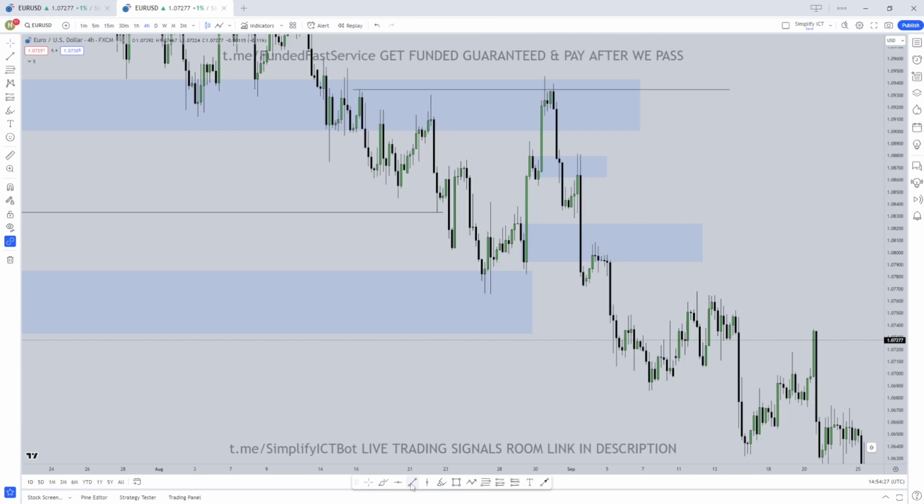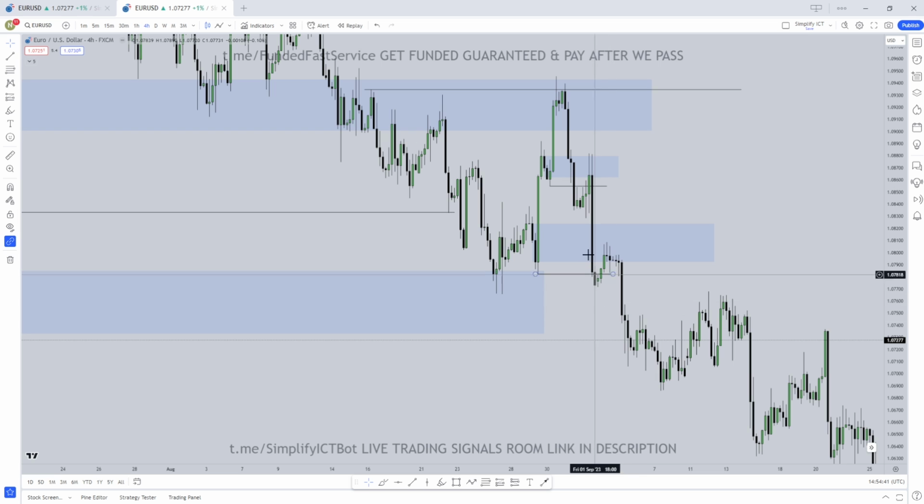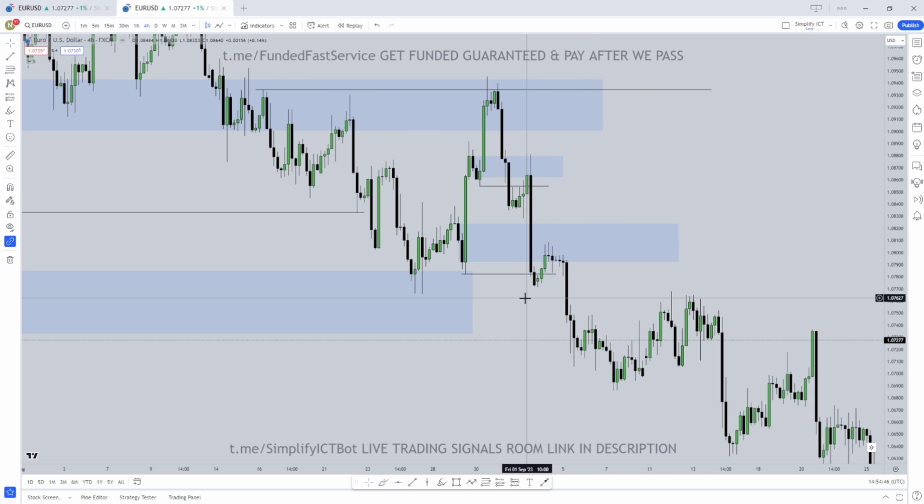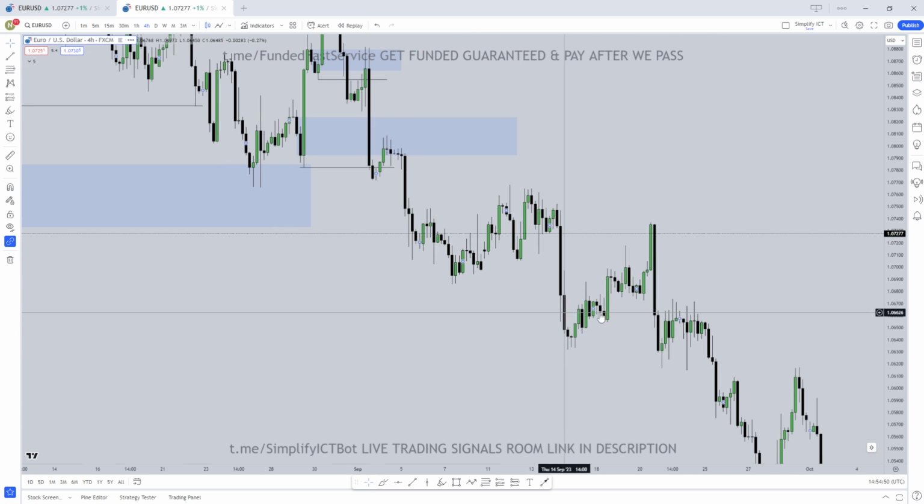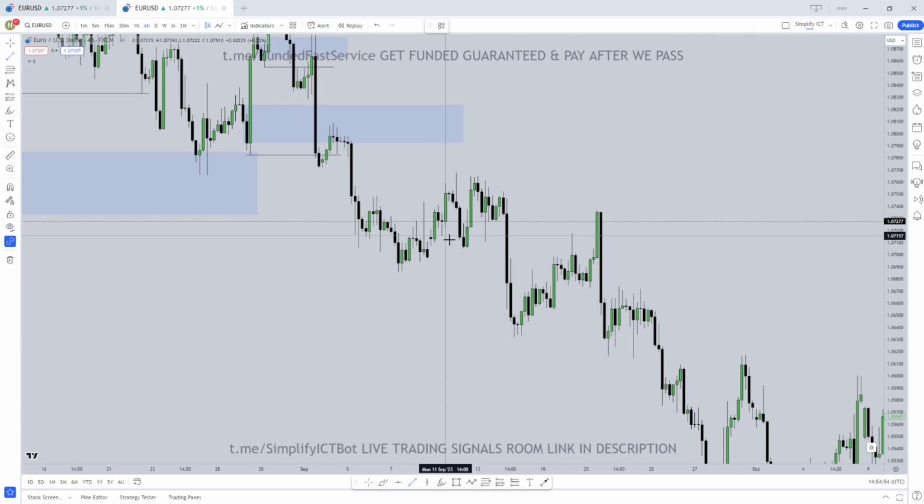And then here, as you can see, we had a clear and obvious displacement, a clear and obvious market structure shift to the downside. Again, here we had strong displacement to the downside, tapped into this breaker block sort of area right here that price created as it broke structure. Price retraced into this area and continued to the downside, and you can see this again and again and again.